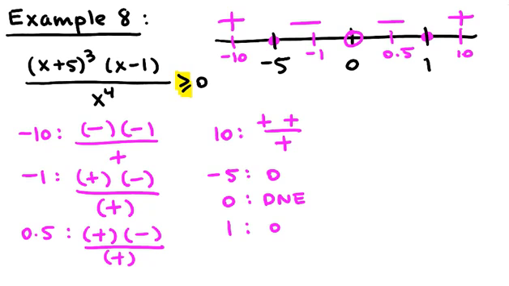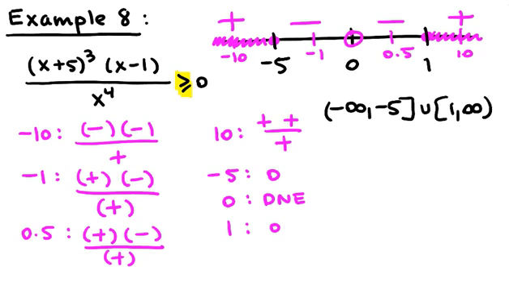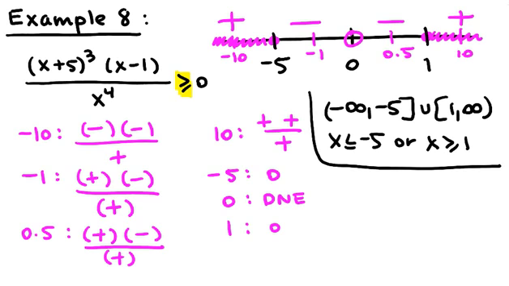And then if I'm interested in where this thing is positive, greater than or equal to 0, okay, that's going to be x is less than negative 5, so negative infinity up to negative 5. Except we are going to include negative 5, so that wants to be a square bracket. Union 1 to infinity, and we want to include 1 as well, because at 1, the value of the fraction is equal to 0. Or you could write this as x is less than or equal to negative 5, or x is greater than or equal to 1, however you want it.